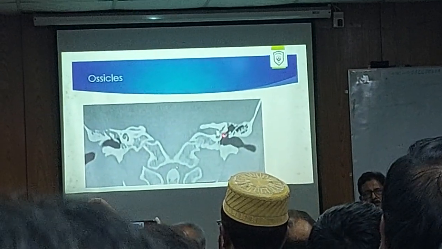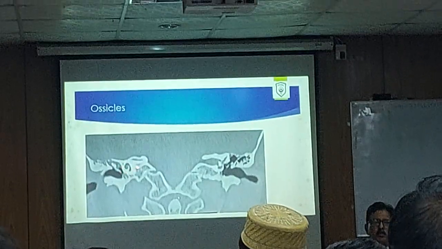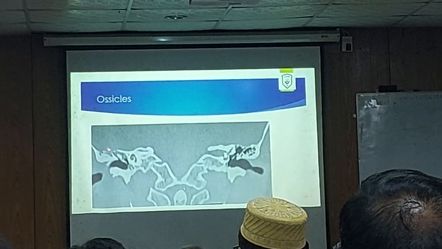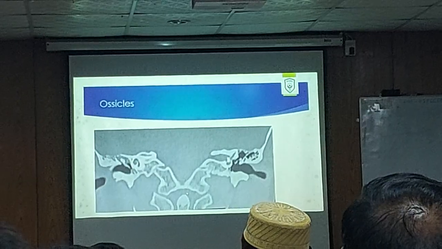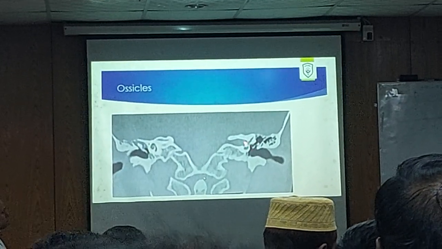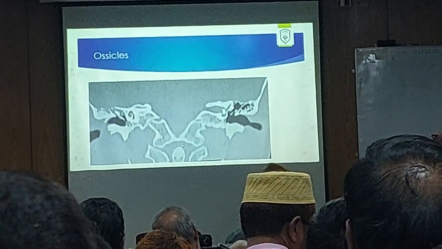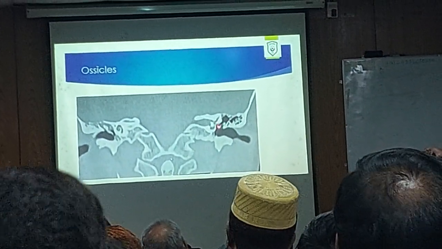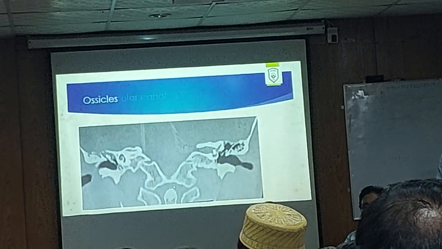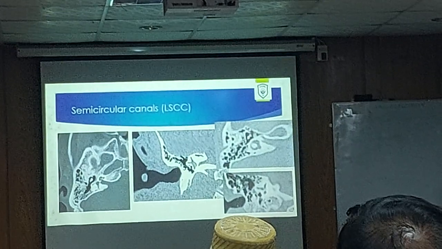Slice, this is the incus. So, for the cochlea, the longest cochlea, the bones found are the incus and malleus, and for the vestibule, this is the incus and the resolution again. Next, our semicircular canal.